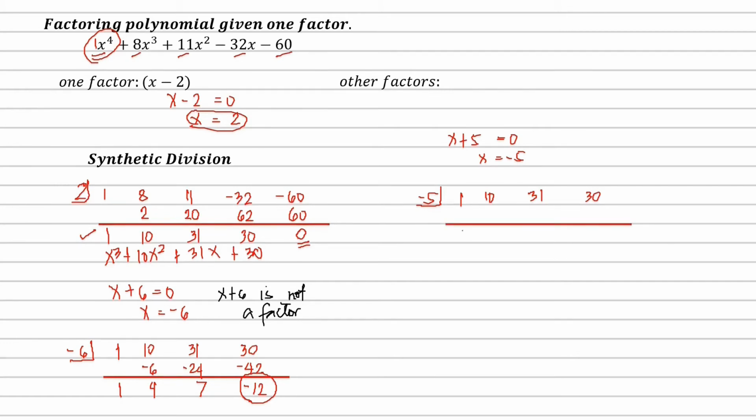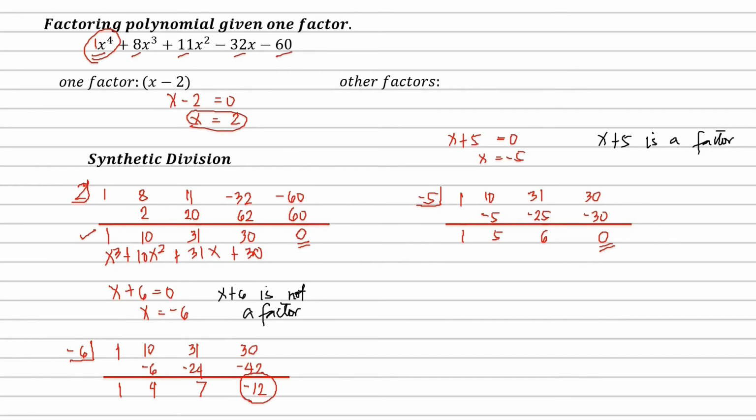Then, bring down the first number, which is 1. 1 times negative 5 is negative 5. Then, add 10 and negative 5, that is equal to 5. Then, 5 times negative 5 is negative 25. Then, add 31 and negative 25, that is equal to 6. Then, 6 times negative 5 is negative 30. Then, add 30 and negative 30, that is equal to 0. Since the last number here is 0, so meaning to say, x plus 5 is a factor of the given polynomial.